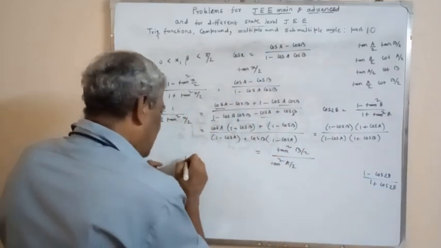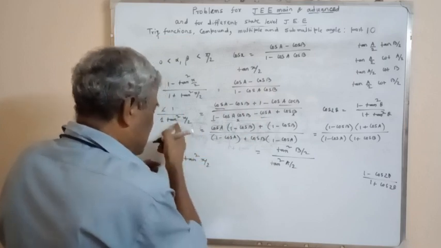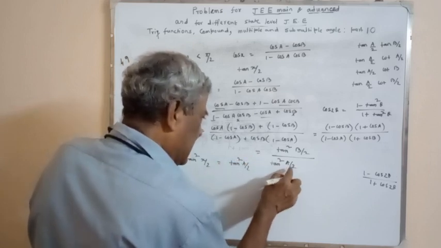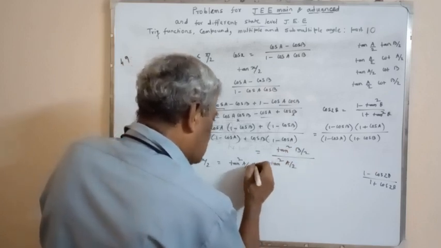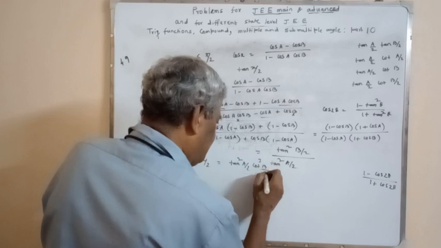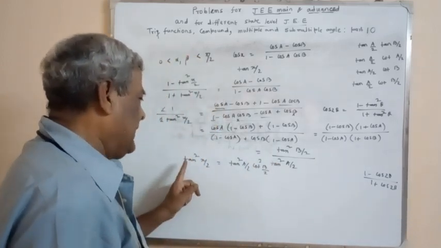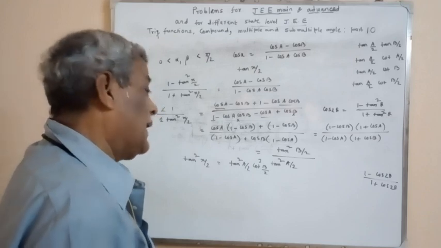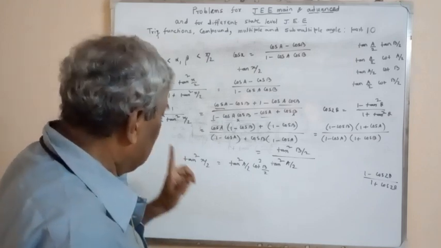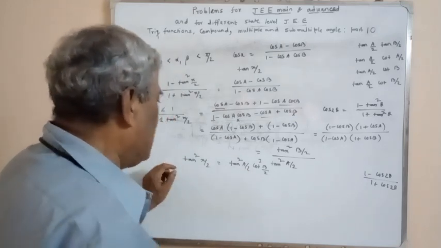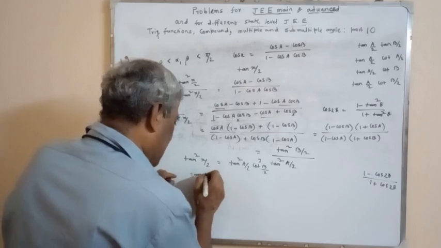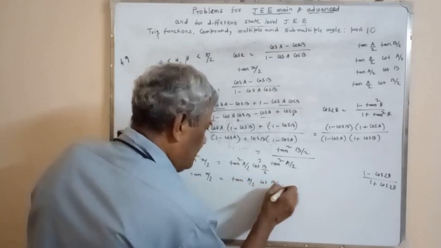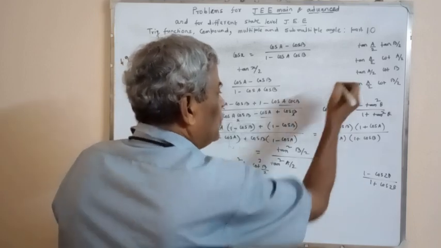So tan square x by 2 has tan square A by 2 in the denominator, and this in the numerator would be cot square B by 2. So tan x by 2 is equal to plus or minus tan A by 2 into cot B by 2. But because both A and B are in the first quadrant, we have to take the positive value. So tan x by 2 is equal to tan A by 2 into cot of B by 2. So option D is correct.